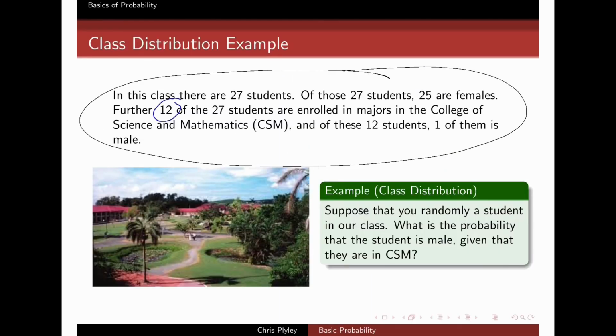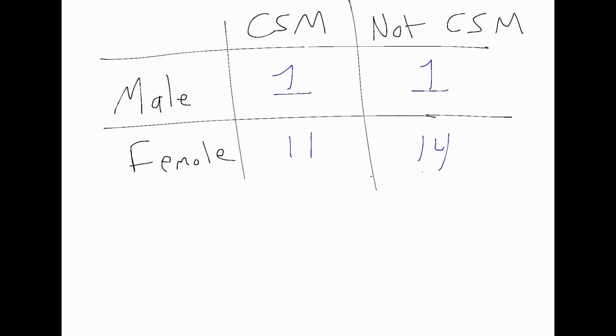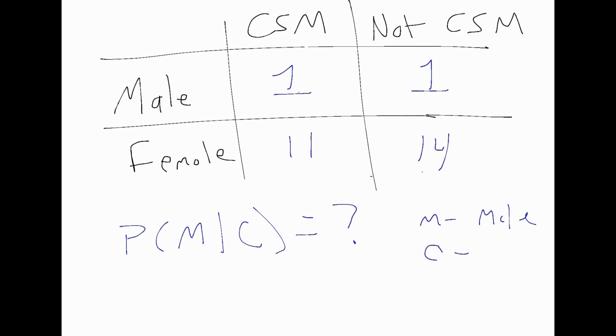And now my question is, suppose that we've randomly selected a student. What is the probability that that student will be male given that they are in CSM? So what I'm looking for is the probability of a male, given that they're in CSM, where M denotes the event that I'm picking a male, and C is the event that I pick somebody in CSM. So now I'm assuming that they're a CSM major.